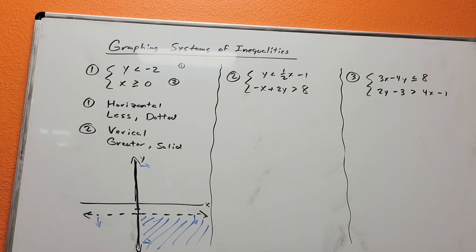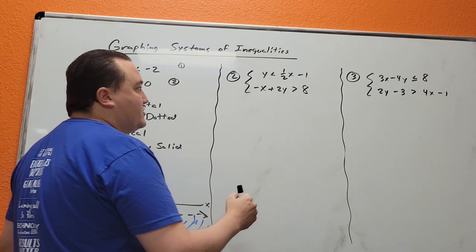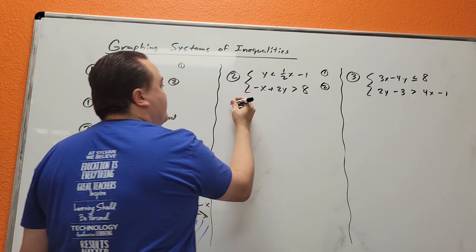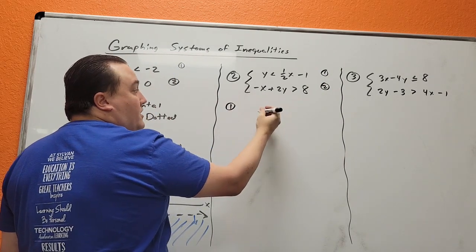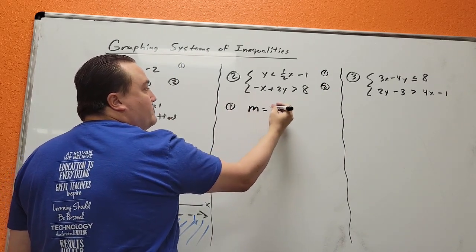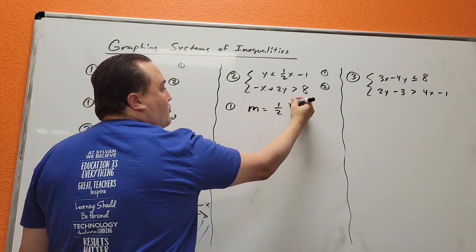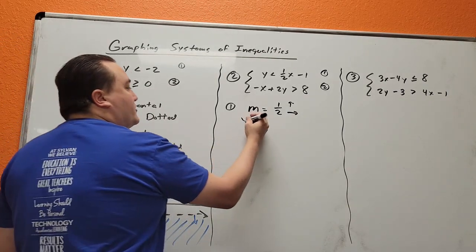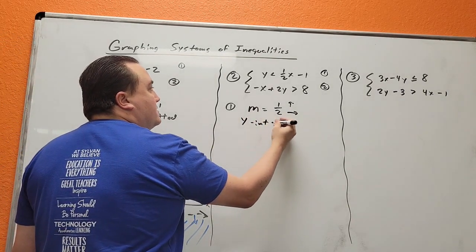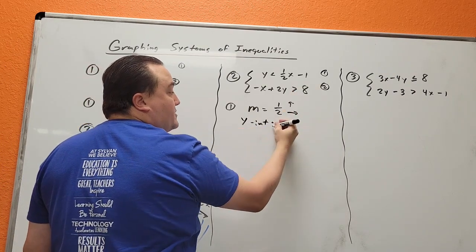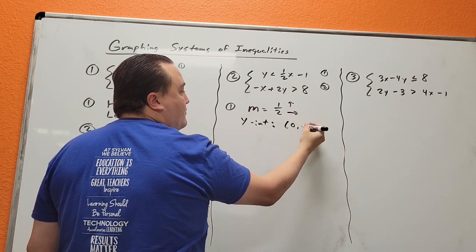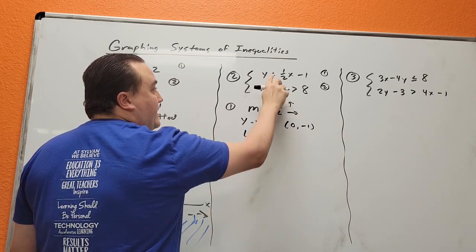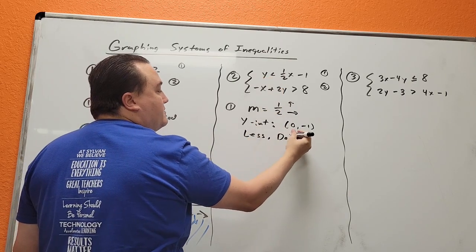Second equation. Again, I like to do the same thing, list the information for equations 1 and 2. So equation 1 is already solved for, so we can say, okay, our slope is 1/2. So we're going to rise 1, run 2. Our y-intercept is from y equals mx plus b. That's going to be 0, -1. It is less than and not equal to, so it's dotted.